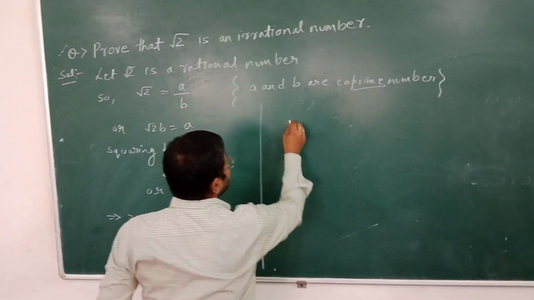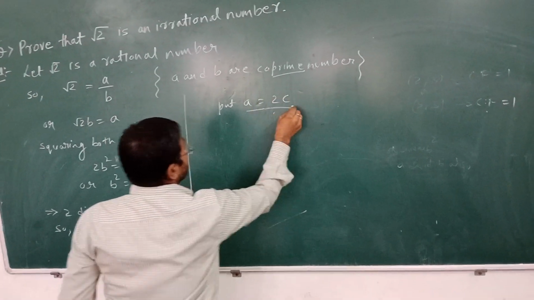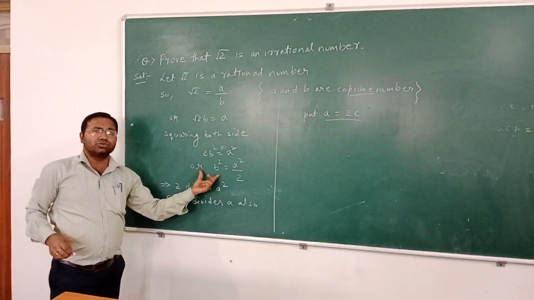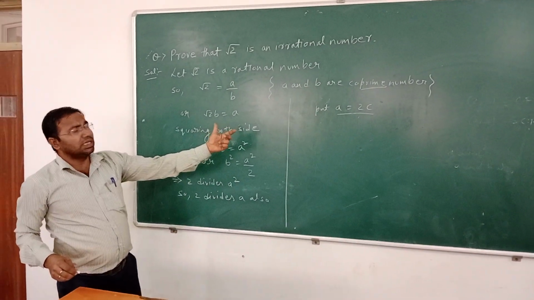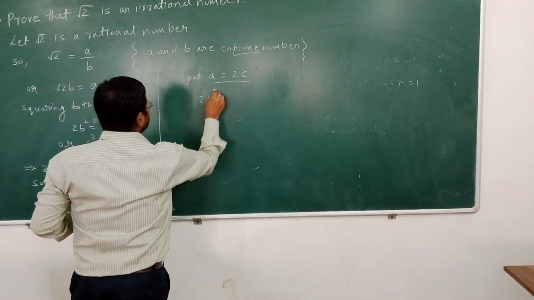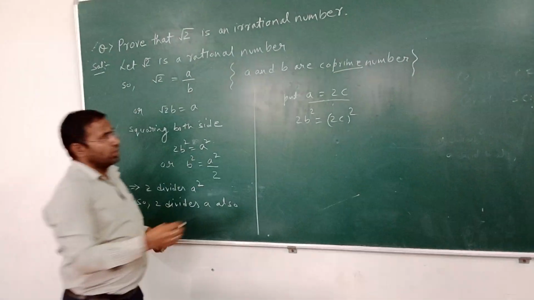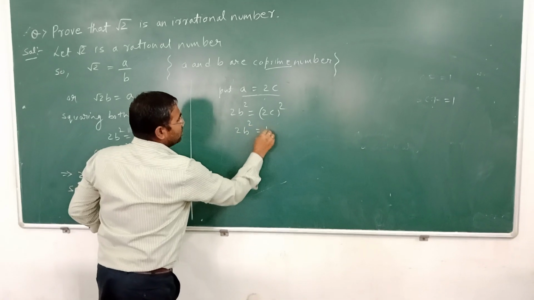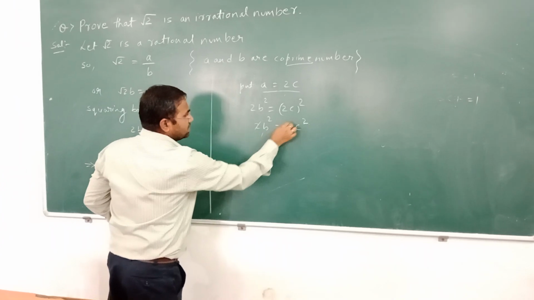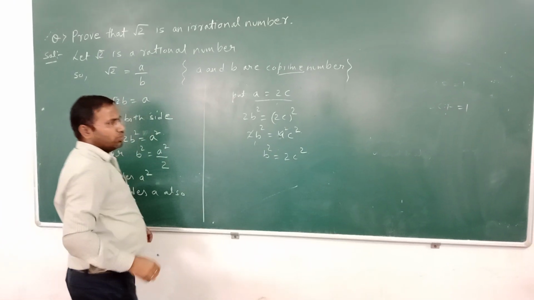So here put a is equal to 2c. A is equal to 2c. For checking whether 2 divides b square or not, we will put a is equal to 2c. So on putting a is equal to 2c, we will get 2b square is equal to 2c whole square. Now what will come? 2b square is equal to 4c square. Now see, 2 cancels from the 4. What will come? b square is equal to 2c square.